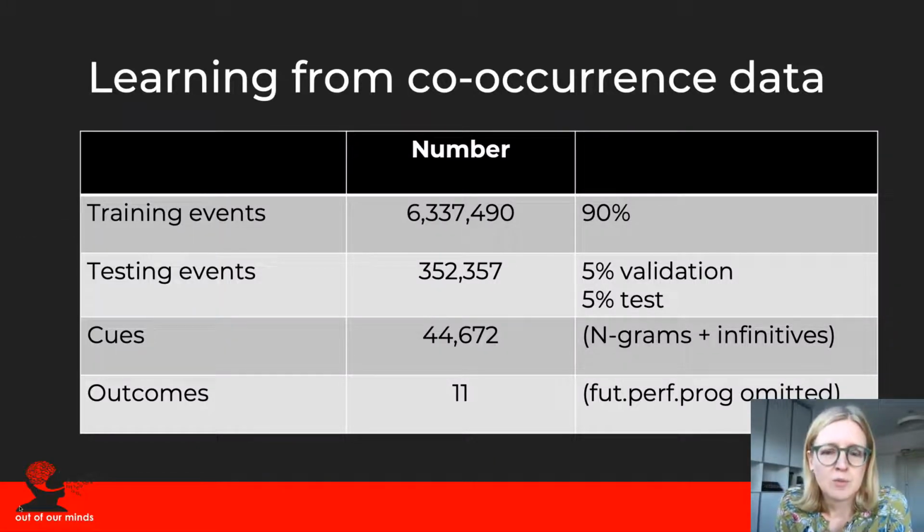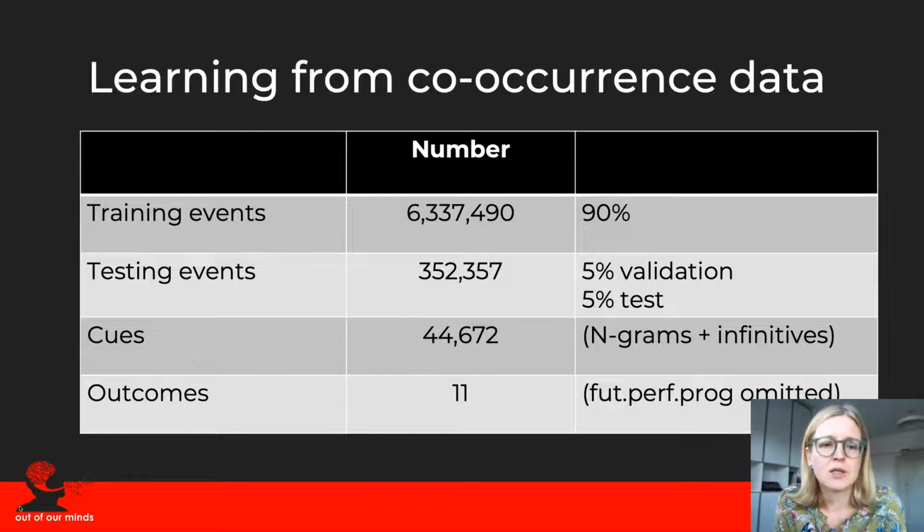Now, the data we trained our model on is taken from the British National Corpus, which is a collection of 100 million words of mainly written and some spoken British English. And the setup that we used for our study is typical for any machine learning study. So 90% of the data was used for training, so we had more than 6 million training events. We then had a test set that consisted of 5% of the data that hadn't been used for training, and another 5% of the data was used as a validation set, which also hadn't been included in the training events.